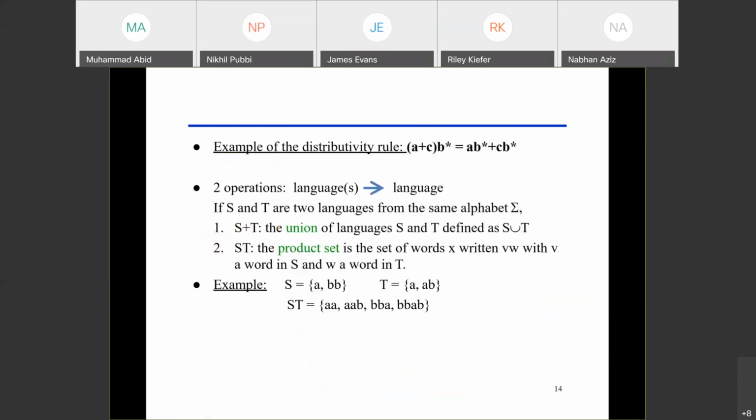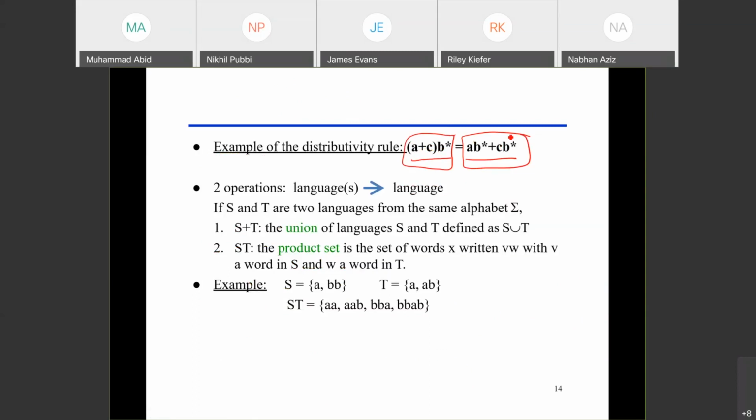Now we are seeing an example of the distributive rule here. Let's say you have a regular expression which is this, and if you apply the distributive property on that, AB star plus CB star, this represents the same thing. Whatever the end result of this, you will get the same end result with this language.